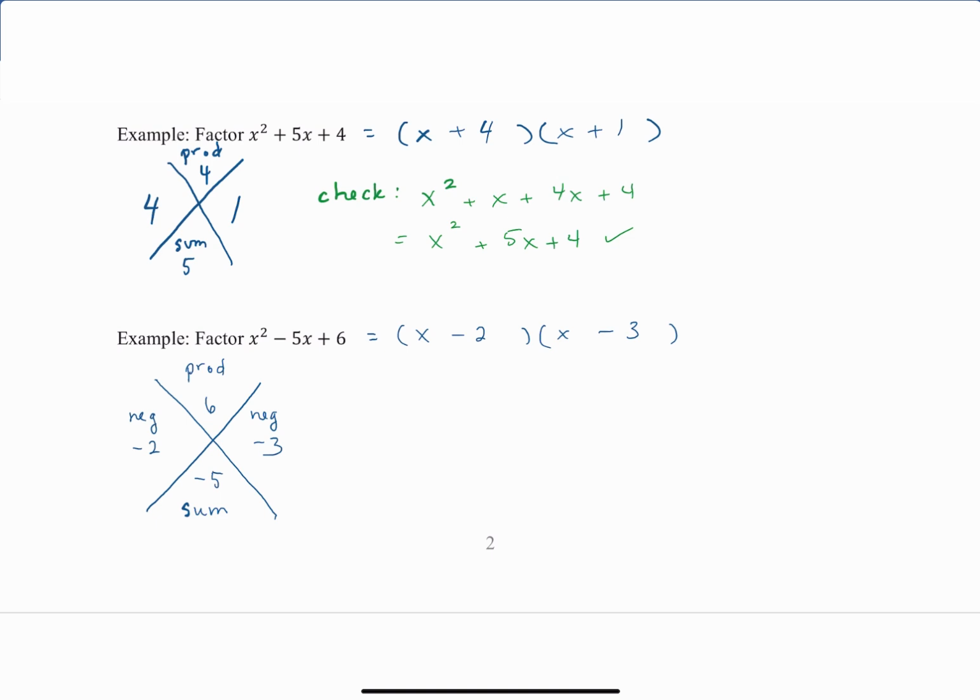As always, we can check our answer. If I FOIL out x minus 2 times x minus 3, I get x squared minus 3x minus 2x plus 6, because negative 2 times negative 3 is a positive 6. And combining like terms in the middle then, I get x squared minus 5x plus 6 as desired.